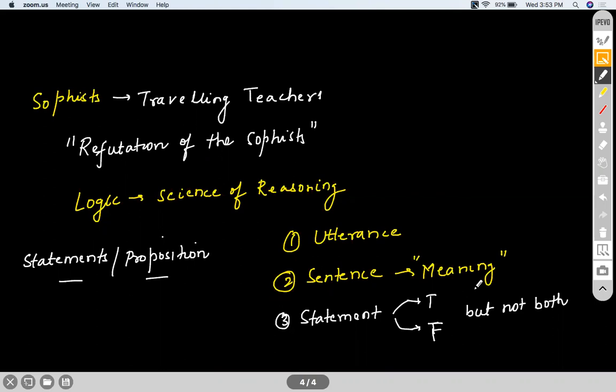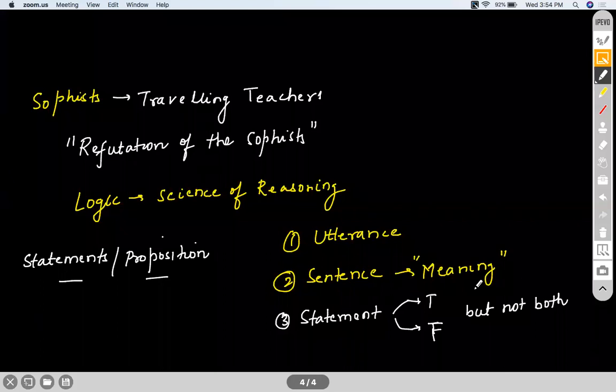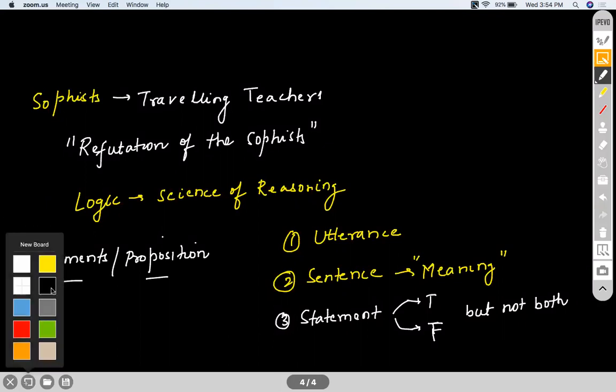Is it a sentence? Yes, it is. But is it a statement? No, it is not. Okay, all roses are white. Is it a statement? Yes, sir. Yes. Okay, so I'll not waste too much time on this. These are things which we have already done in school.